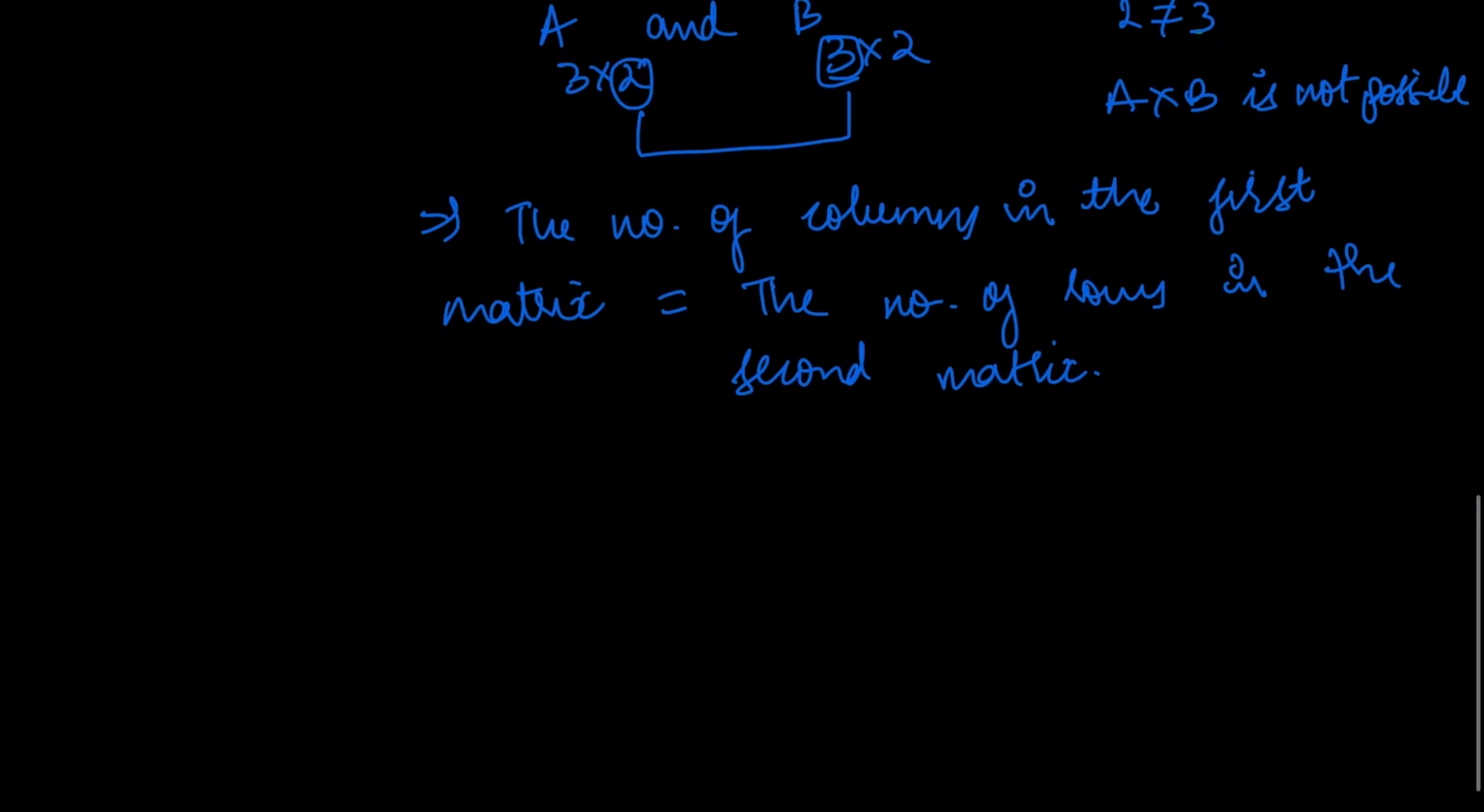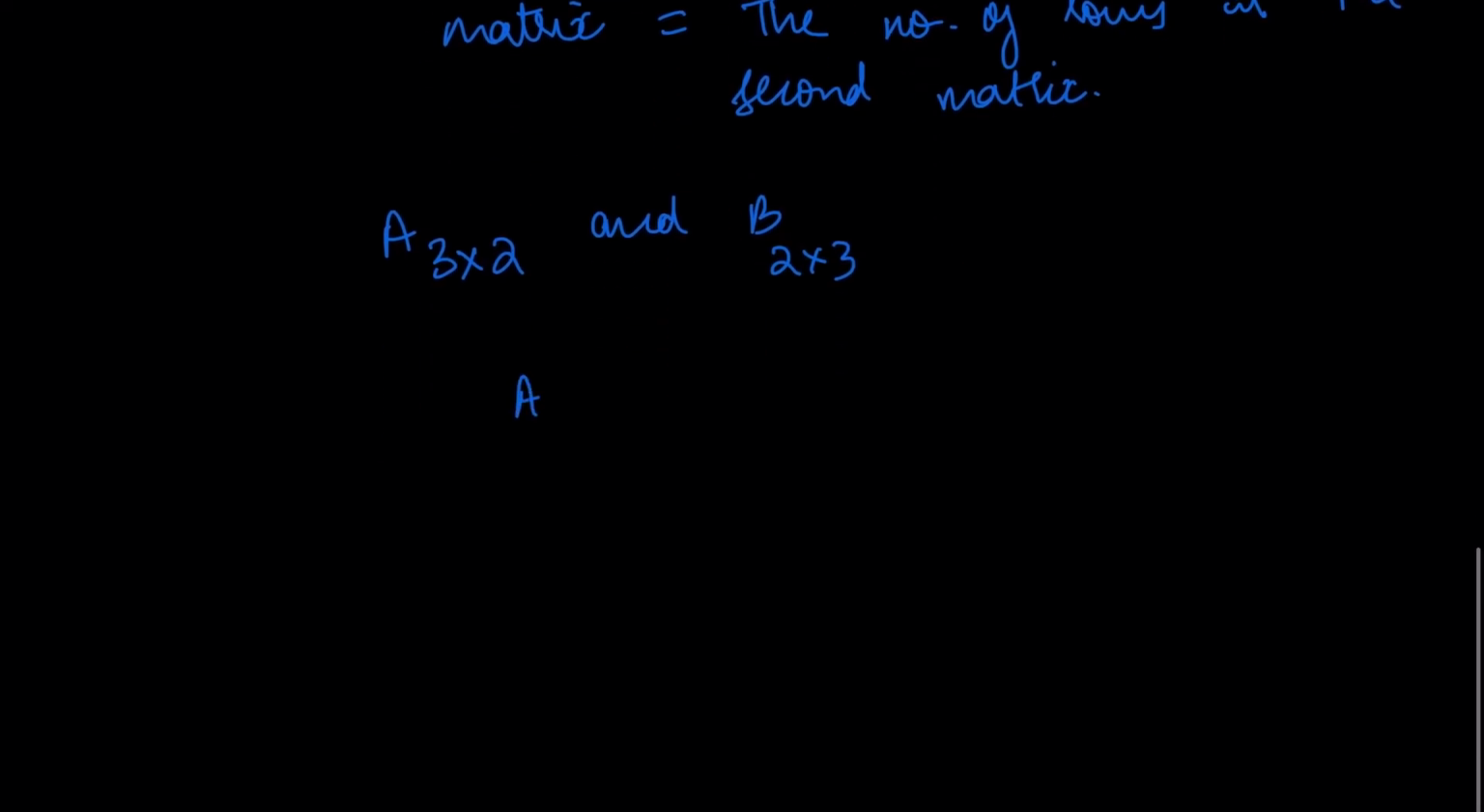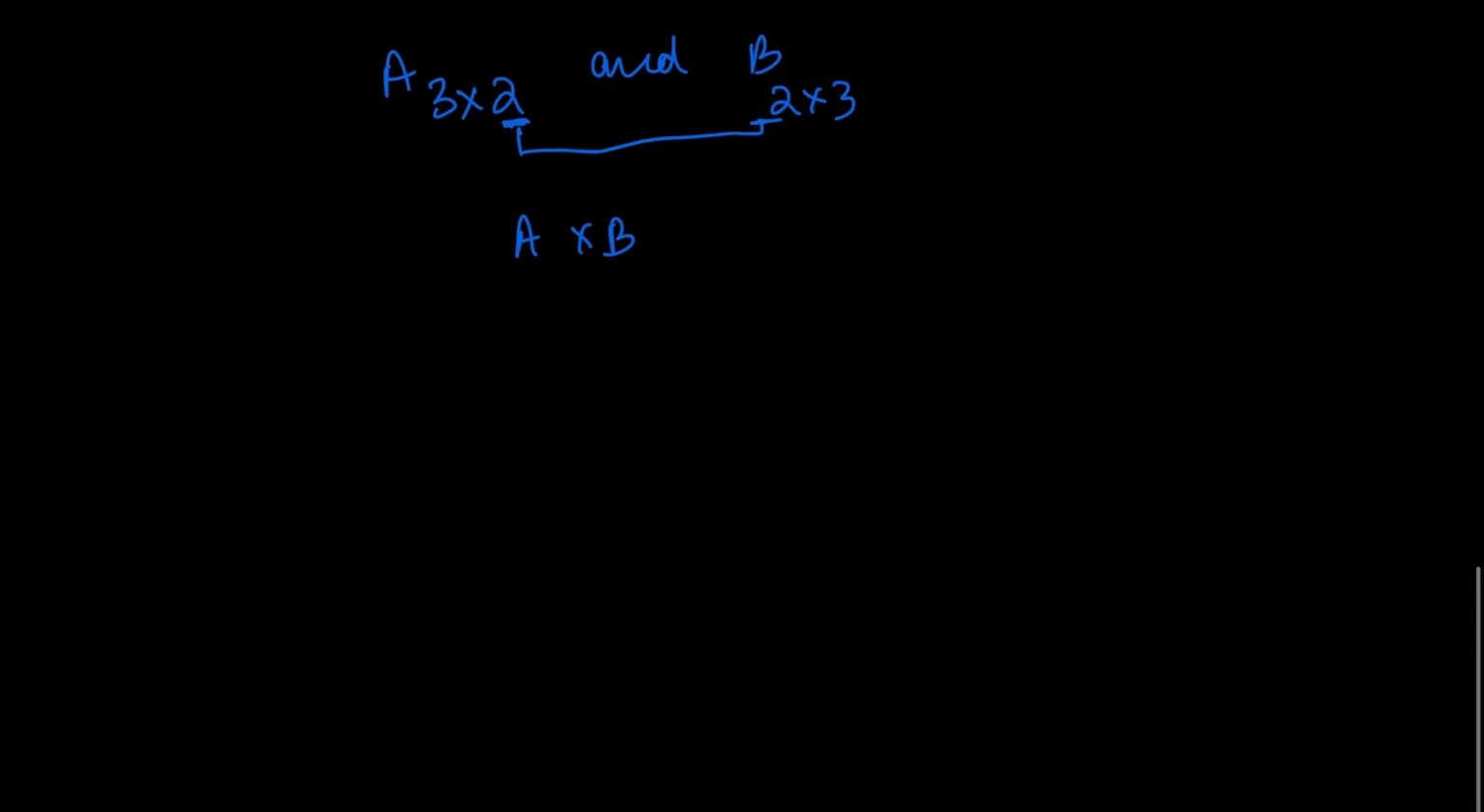Right? So let us take another example where A is a 3 by 2 matrix, and B is a 2 cross 3 matrix. So here the matrix multiplication, or A cross B, will happen because the number of columns in the first matrix is equal to the number of rows in the second matrix. So in this condition the matrix multiplication will happen, and we'll take an example to prove this now.